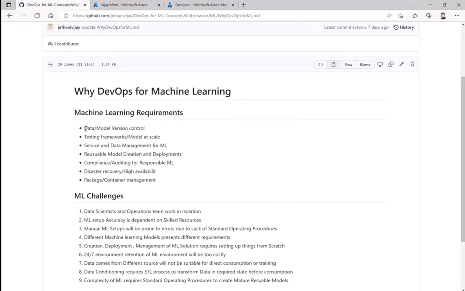First of all, we are doing the data and model version control, right? So we are classifying respective use cases or training our models based on the requirements. Obviously we need the testing frameworks for the model. Similarly, as I said, ETL and ELT, that transformation that we require, so we call it the service and data management part of it. Reusability: once we are ready to publish that as a service, then obviously we want it to be used for a specific industry use case.